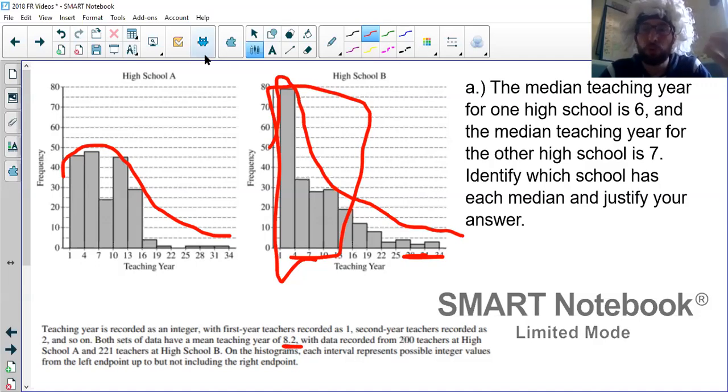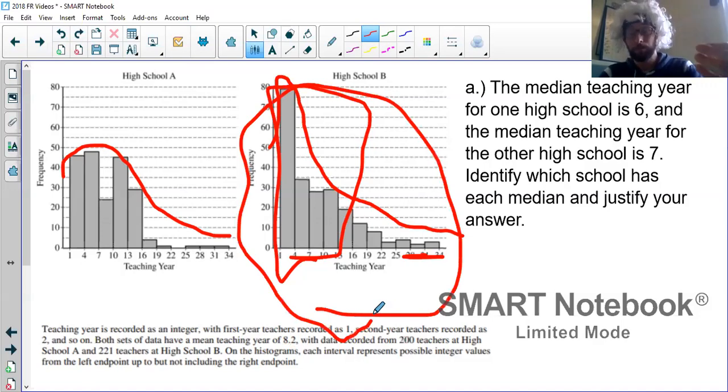But which one of these is more drastically skewed? B, right? Since B has a sharper skew, there's going to be a bigger difference between the mean and the median for high school B. So we could say, since high school B has a more sharply skewed distribution of teaching years, there's going to be a larger gap between the mean and median than for high school A. This means the median for high school B has to be 6 and A is 7, right? Because 6 to 8.2 is a larger gap than 7 to 8.2.